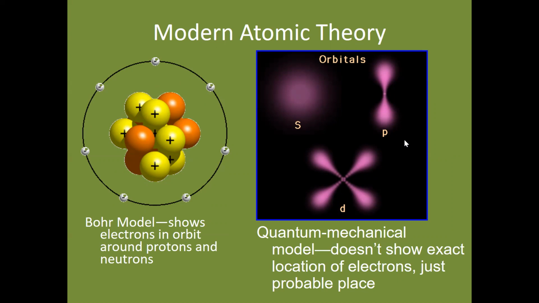Our modern atomic theory is called the quantum mechanical model. Bohr said they had to be there. The quantum mechanical model says they are most likely there. When you look at the Bohr model, it is pretty much correct.